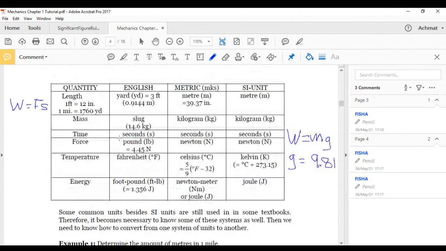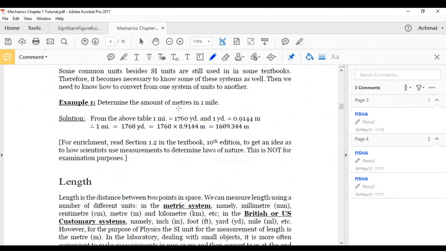So from this table over here, you can see that 1 yard will be so many meters, and so many yards you find in 1 mile. So if you know how many meters are in 1 mile, firstly you know so many yards, and then you can convert from yards to meters. So that's what we've done.